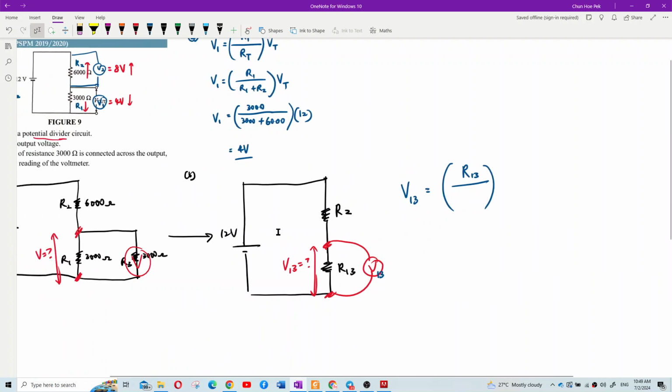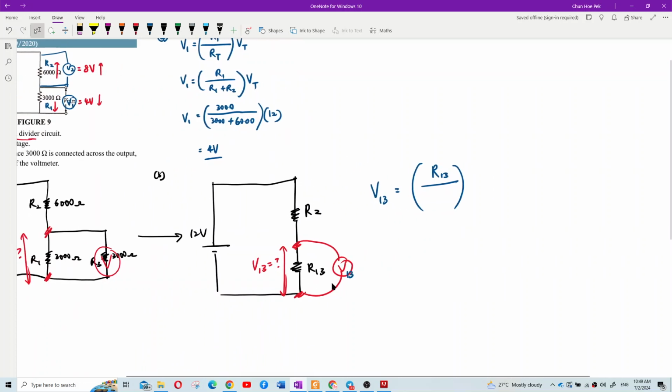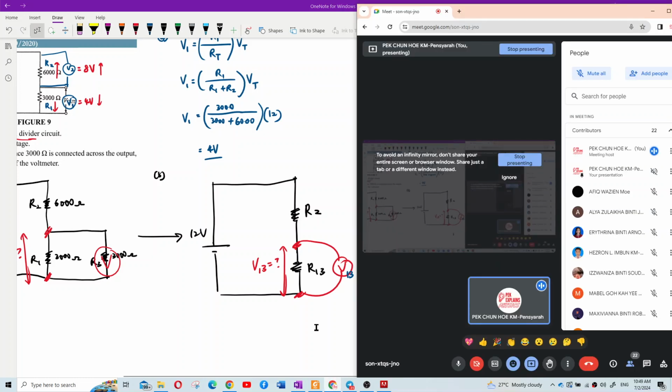R13 out of the total resistance. Yeah, so it is just put as R total. Multiply V total. Okay, class?